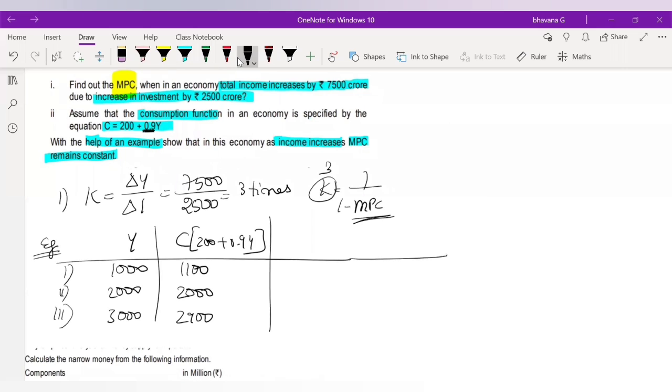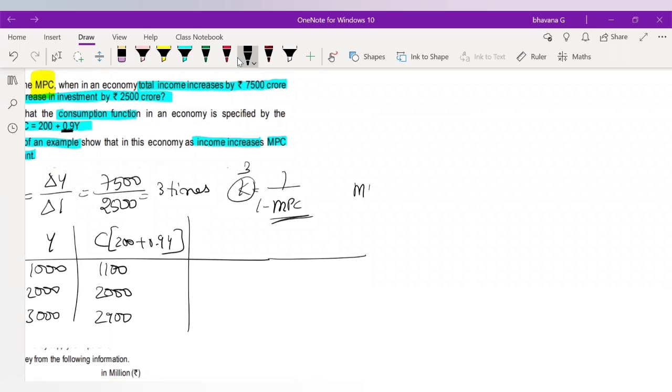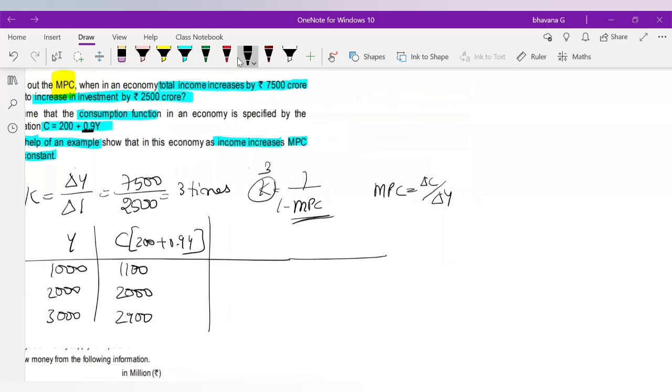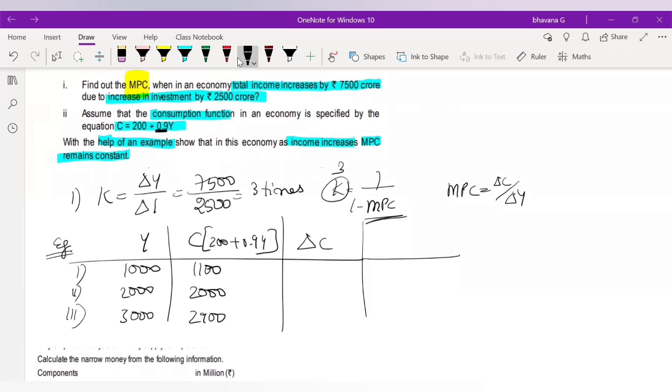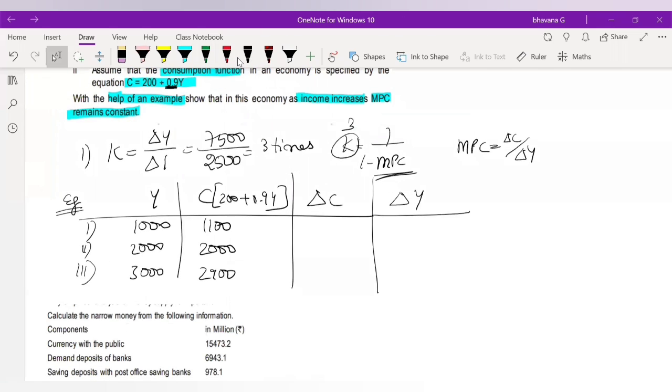Now what we are going to do is find out that MPC always remains constant. You have to find out that. So what is the formula of MPC? MPC is del C by del Y. First we'll find out del C, that means change in consumption by change in income. First you have to find out change in consumption. Okay, first we'll find out change in income at least.